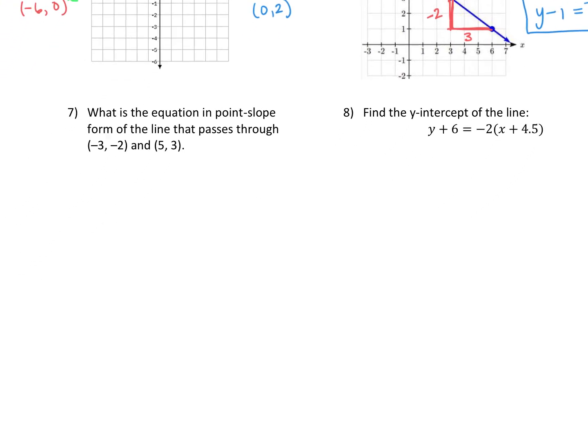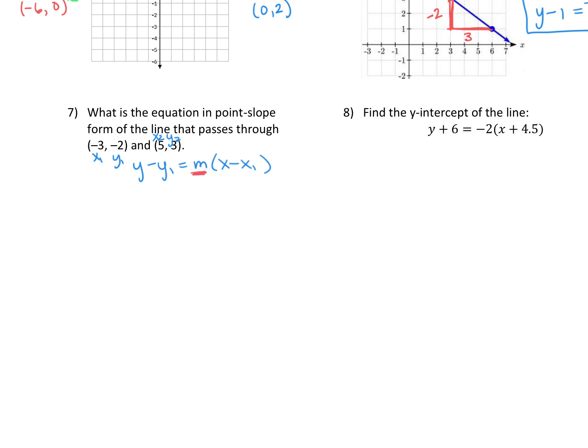All right, number 7, what is the equation in point slope form of a line that passes through these 2 points? So again, point slope form, y minus y1 equals m times x minus x1. What do we need to know about our line? We need to know a point on the line. So here's x1, y1. We can use that point, and we also need the slope. I'm going to go ahead and label the other point x2, y2. If we don't have the slope, that's the first thing we need when we write an equation of a line.